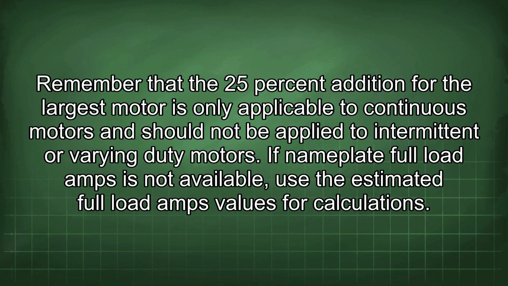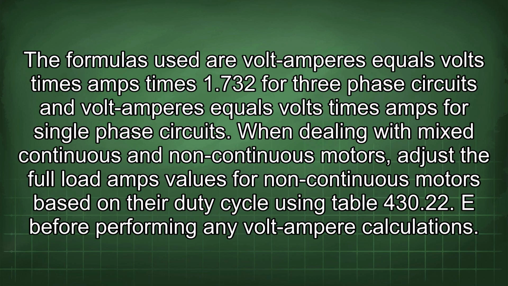Remember that the 25% addition for the largest motor is only applicable to continuous motors and should not be applied to intermittent or varying duty motors. If nameplate full load amps is not available, use the estimated full load amps values for calculations. The formulas used are volt amperes equals volts times amps times 1.732 for three-phase circuits and volt amperes equals volts times amps for single-phase circuits.